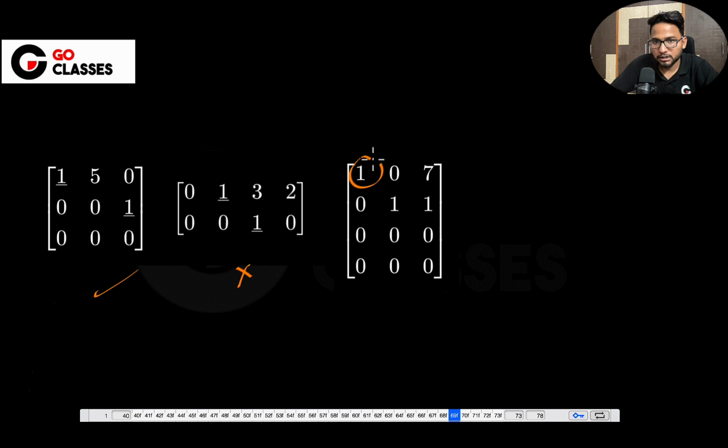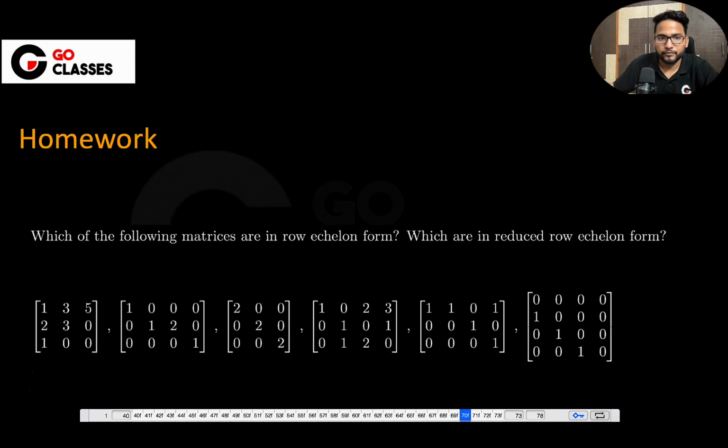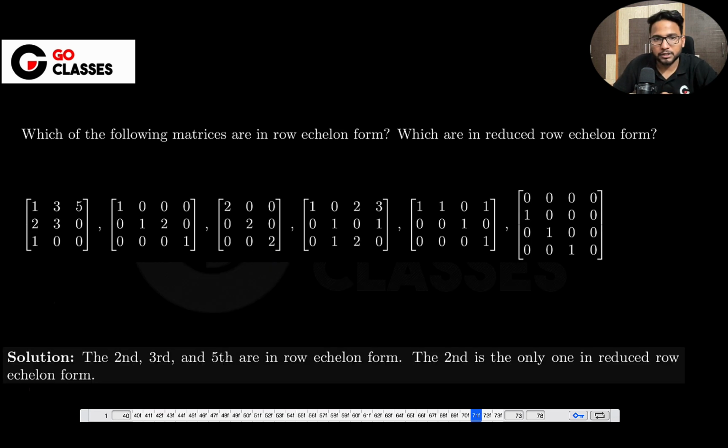What about this? This is a pivot, this is a pivot. Okay, above, below. Okay, above, below. I think this is also right. So that's how easily you can do these questions, whether it is row reduced or not. So you can do this particular question as homework. I have the solution on the next page.